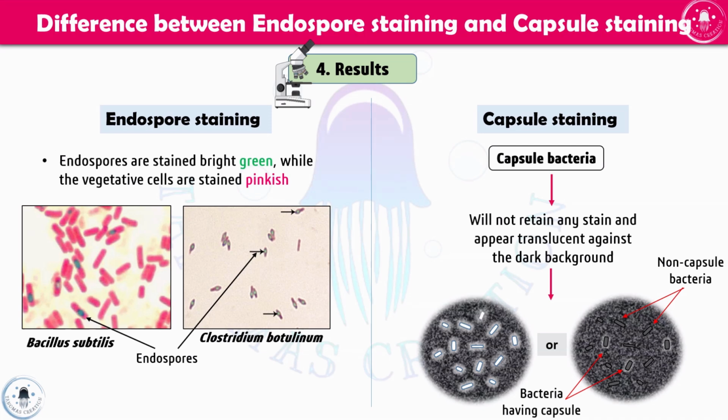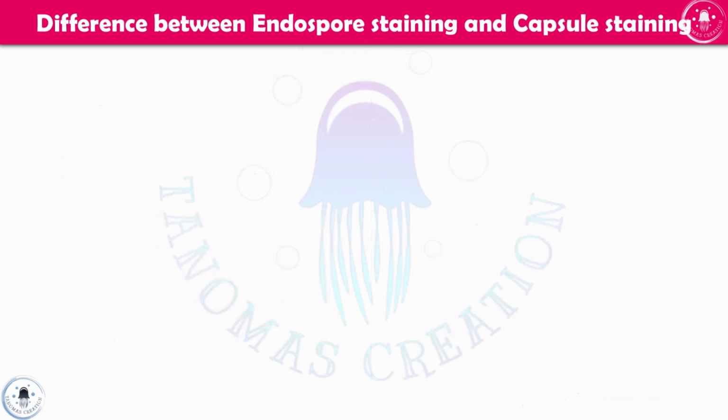Here the structural visualization can be clearly done. Here you can see the shape and structure of the bacteria as well. Okay, so these are the results that we can expect. Now coming to the mechanism behind this type of staining.